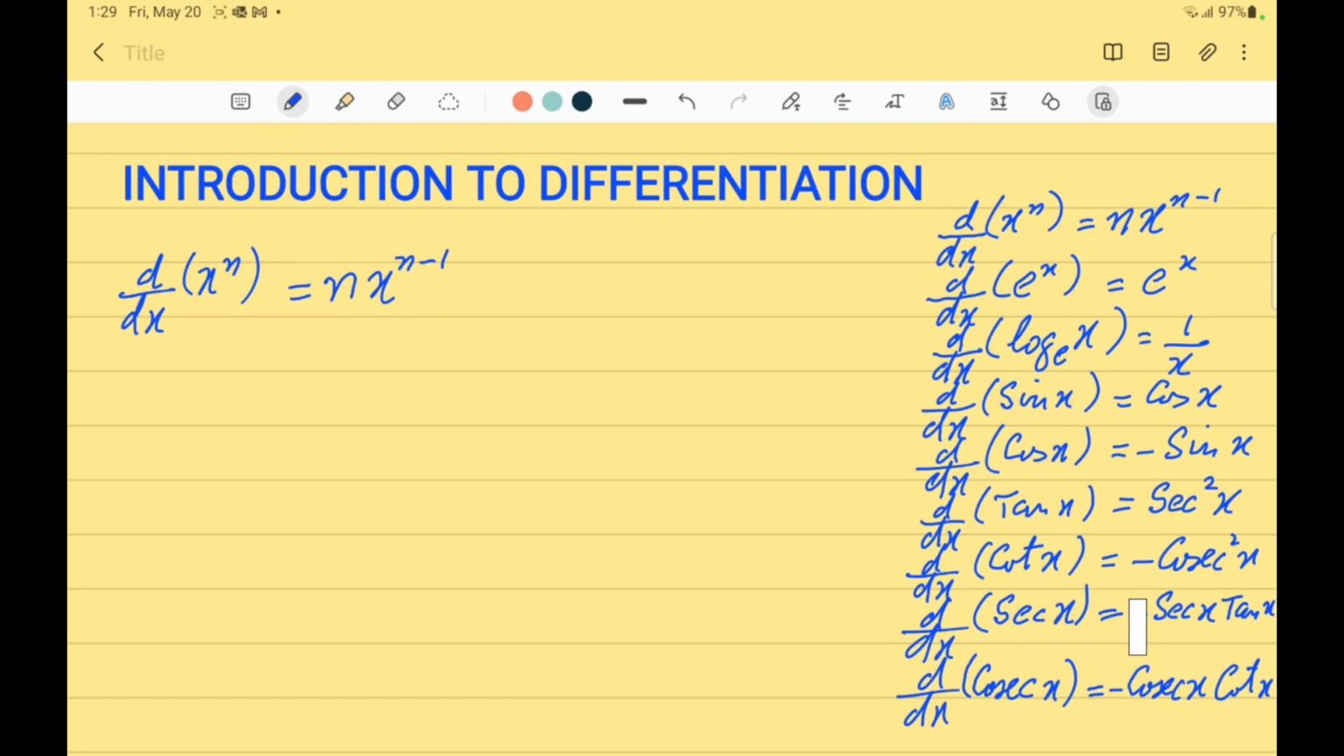Now we will try to explain this formula with the help of some examples. Our first example is, we will differentiate x raised to power 4 with respect to x. So what we will do here, in the similar way as it is shown in this formula, we will bring down 4 and we will subtract 1 from the power. So the differential of x raised to power 4 will be equal to 4 into x raised to power 3.